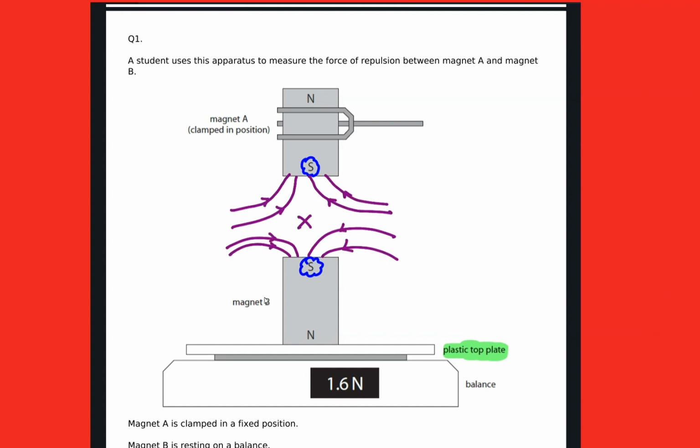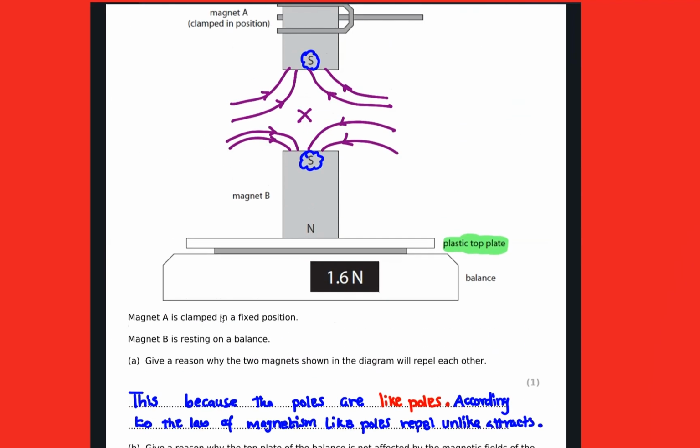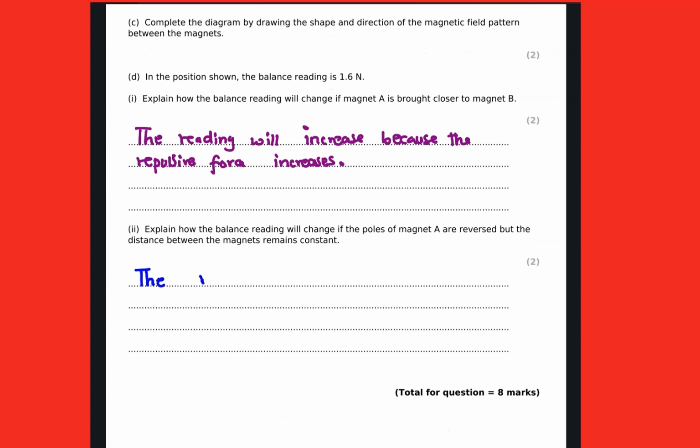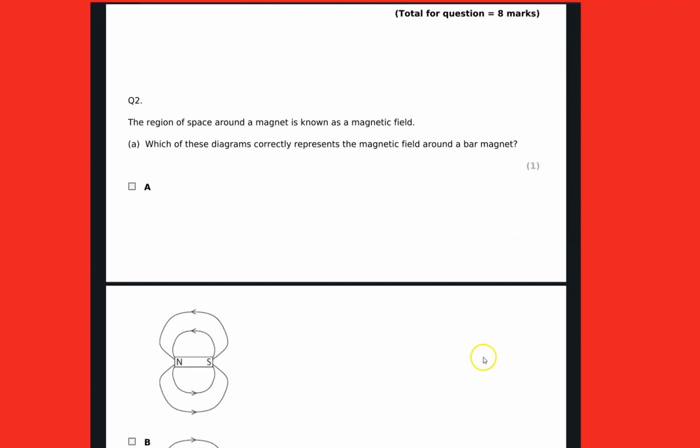Notice that as the fields move, the reading is going to increase because of the increase of the force of repulsion. So the reading is going to increase, and in the other case the reading is going to reduce because now this case is going to cause the magnets to attract, and for that reason the reading is going to decrease.